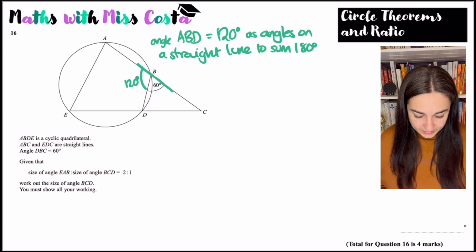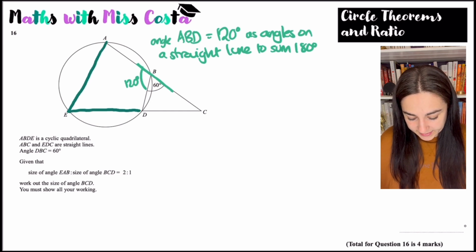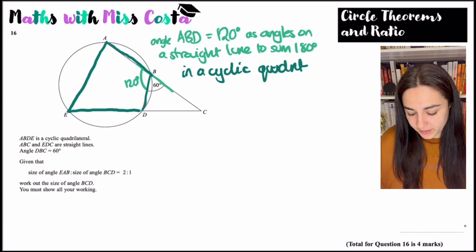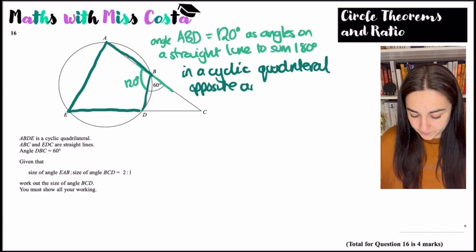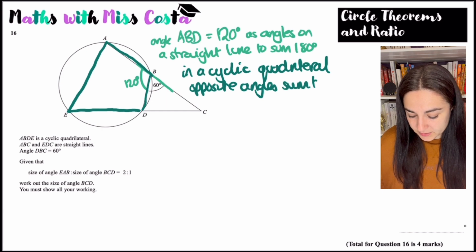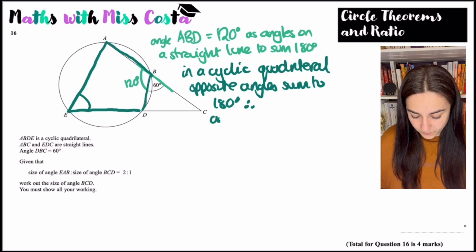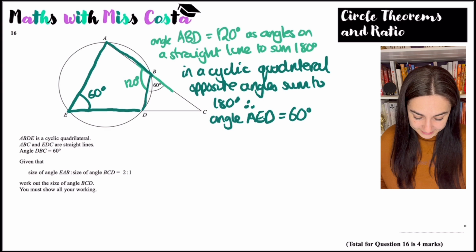The next thing we can do is, we were told that this is a cyclic quadrilateral. Now, in a cyclic quadrilateral, opposite angles sum to 180 degrees. So in a cyclic quadrilateral, opposite angles sum to 180. So I could figure out what this angle here is. Therefore, angle AED must equal 60 degrees. So I know that angle is 60 degrees.